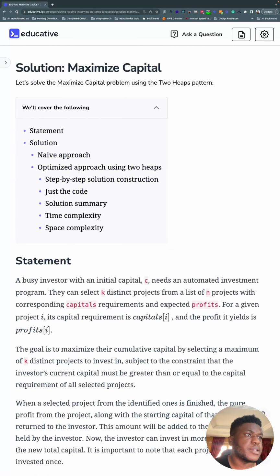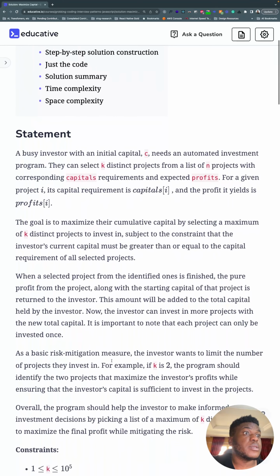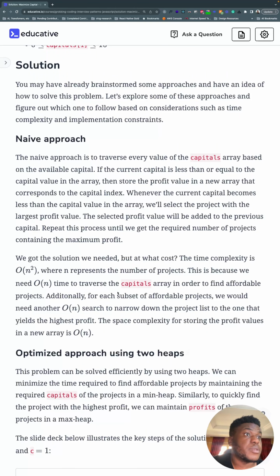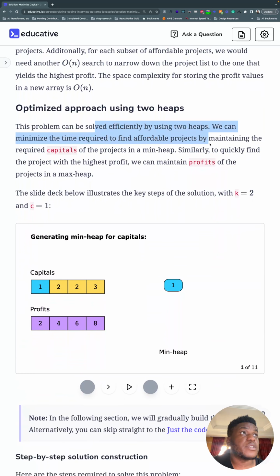Again, I said this video will be slightly long, but I think we're in the last few minutes of it. This is a problem that uses a heap. I'm not going to bother with the naive approach because we want to optimize this. So you can solve it efficiently by using 2 heaps. Minimize the time required to find affordable projects by maintaining the required capitals in a min heap. So we're going to put all the required capitals in the minimum heap, and then to find a project with the highest profit, maintain profits in the maximum heap. So to find the things with the highest profits, you can put profits in the maximum heap.